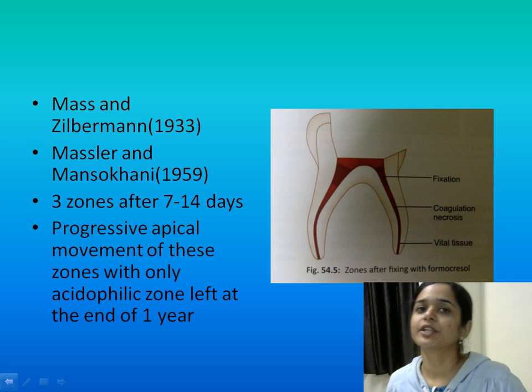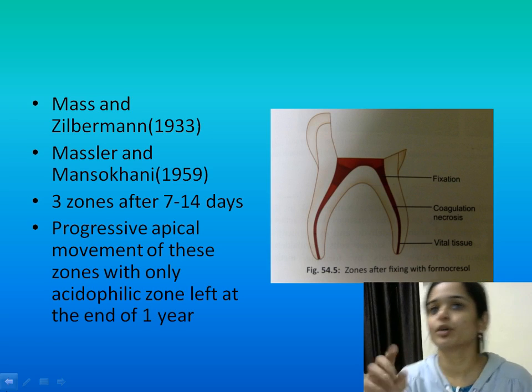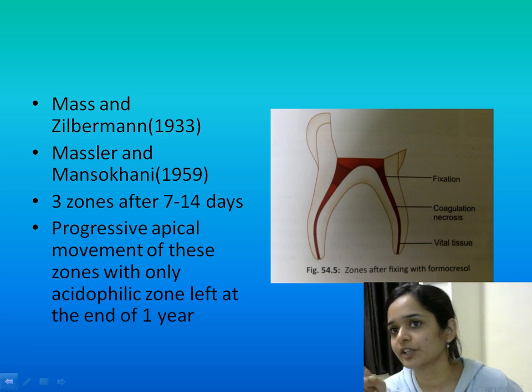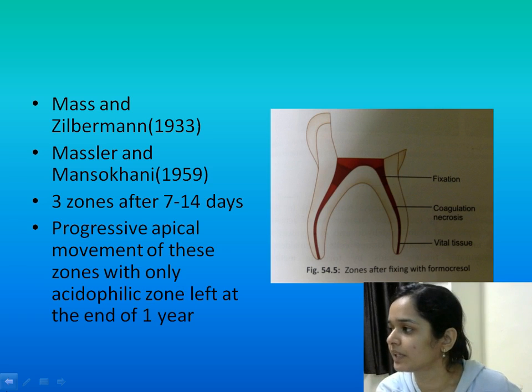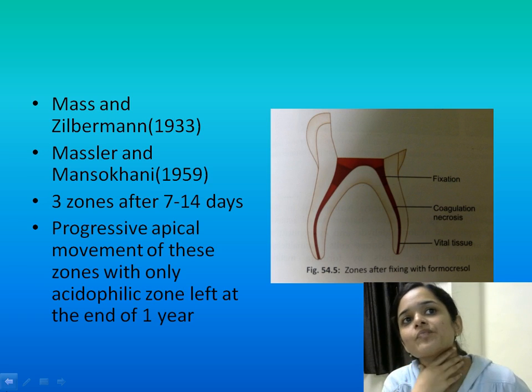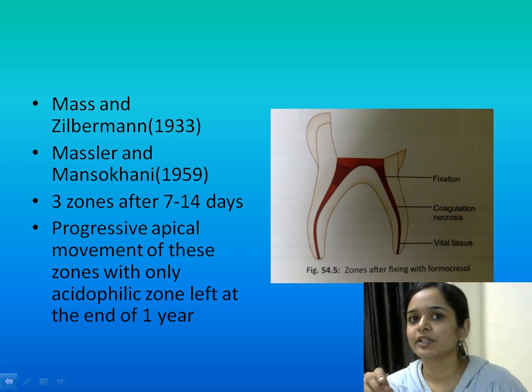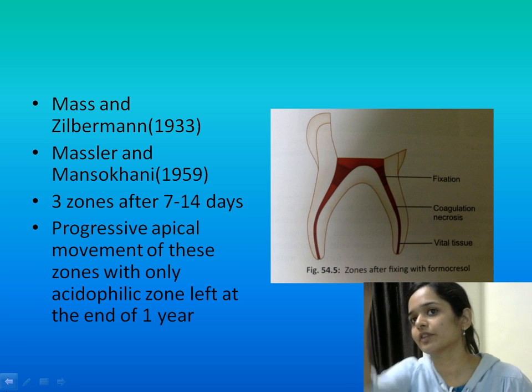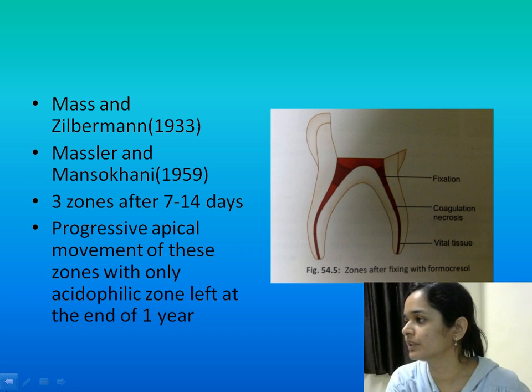Now, after 7 to 14 days, mainly these three zones are seen: fixation, coagulation necrosis, and vital tissue. You just keep this diagram in mind, that will be enough. Fixation, necrosis, vital. There is progressive apical movement of these zones, with only the acidophilic zone left after 1 year. After 1 year, no vital tissue will be left. The entire radicular pulp will be fixated.